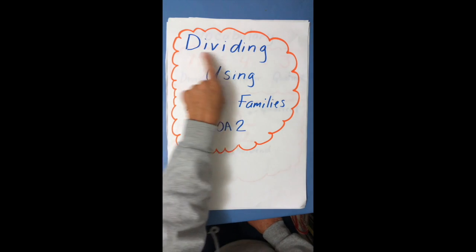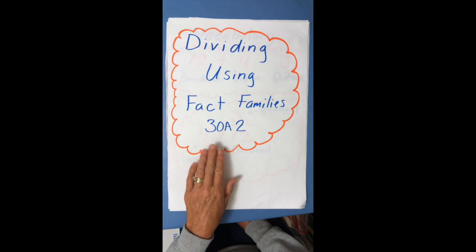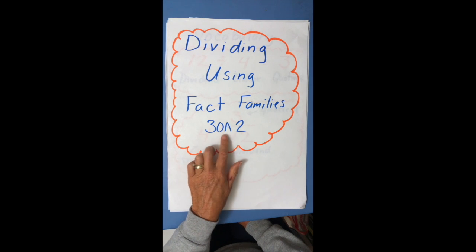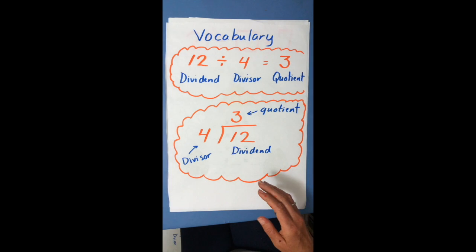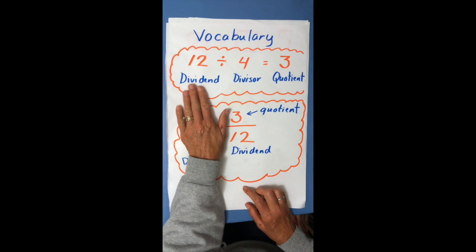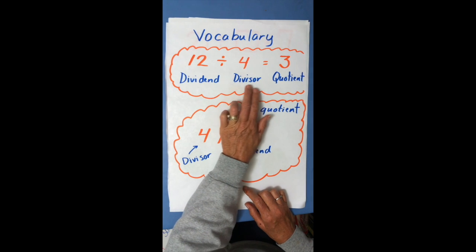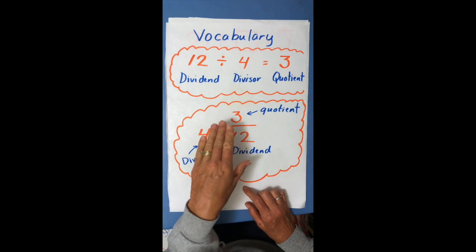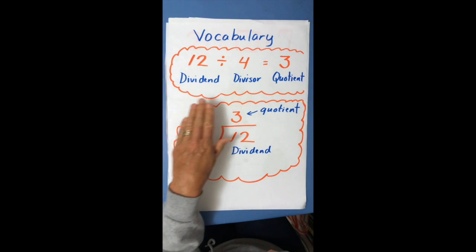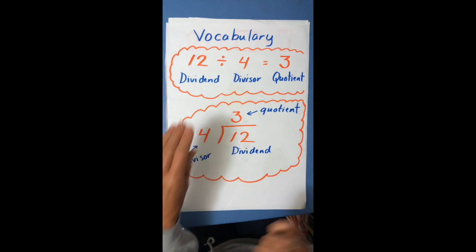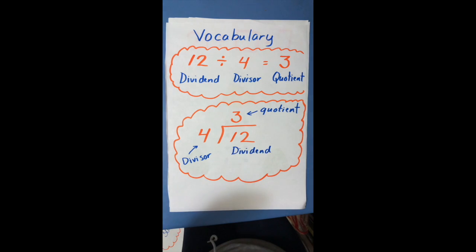This video is Dividing Using Fact Families, and that's Common Core Standard 3.OA.2. Before we go over fact families, we first need to go over vocabulary. So the vocabulary is the dividend, the divisor, and the quotient. I always like to say dividend, divisor, quotient.